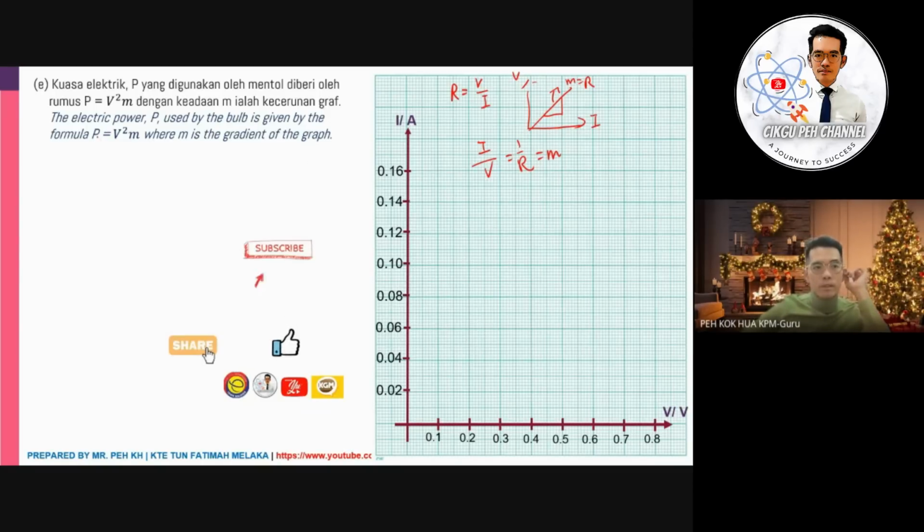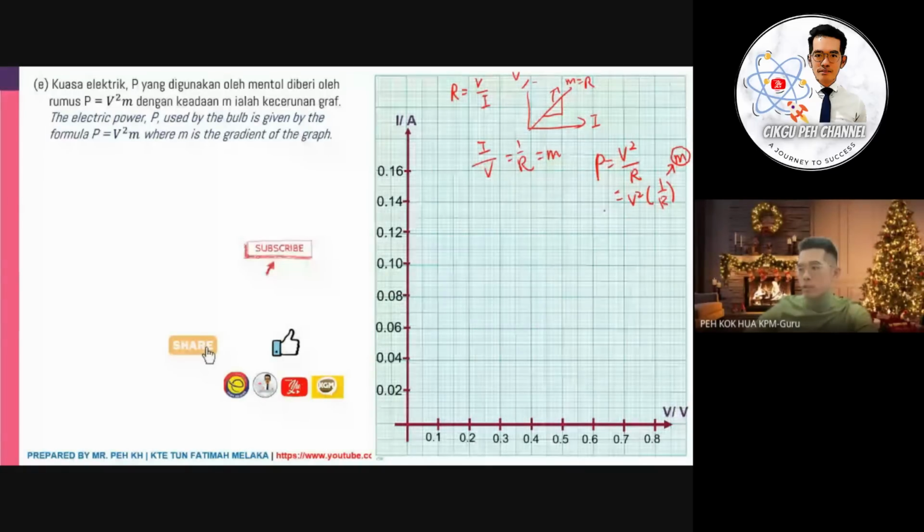And the formula for power is V squared over R, which equals V squared times 1 over R, and that is M, the gradient of this graph. That's why you need to identify the gradient of the graph and then multiply with V squared. Then you will get the answer requested by the question.